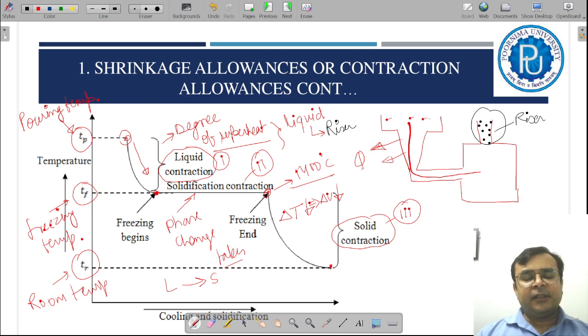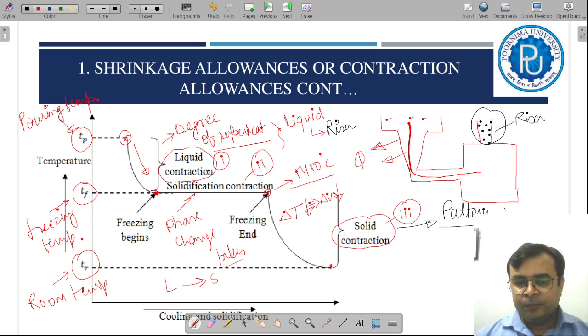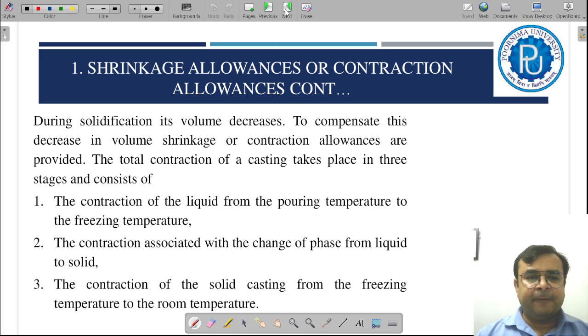So now the question is, since a riser is not suitable for solid contraction, what is the way through which we can accommodate this? Then obviously this solid contraction is accommodated by pattern design, and I am interested in this only during this stage. Okay, pattern design. Correct. Now the question is how pattern design accommodates the solid contraction. So let's see in the next slide.